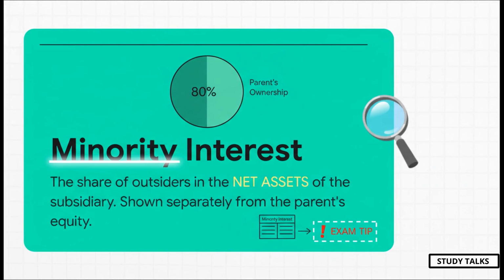All right, next up, minority interest. So if the parent company owns, let's say, 80% of the subsidiary, what about that other 20%? Well, that's owned by other shareholders, by outsiders. Minority interest is basically their claim on the subsidiary's net assets. And it's really important to remember, on the consolidated balance sheet, this is shown as its own separate item, not mixed in with the parent's equity.